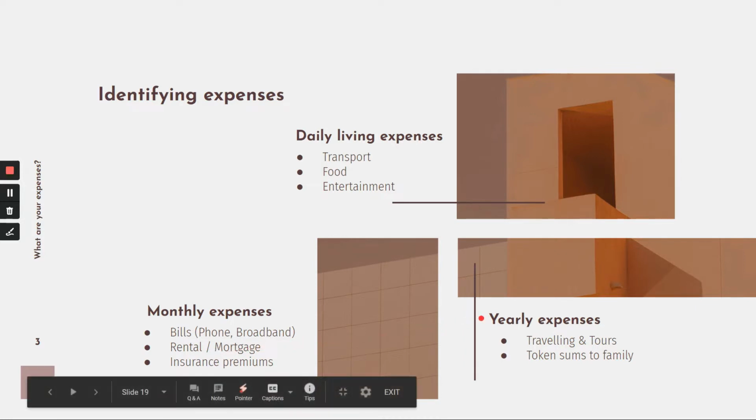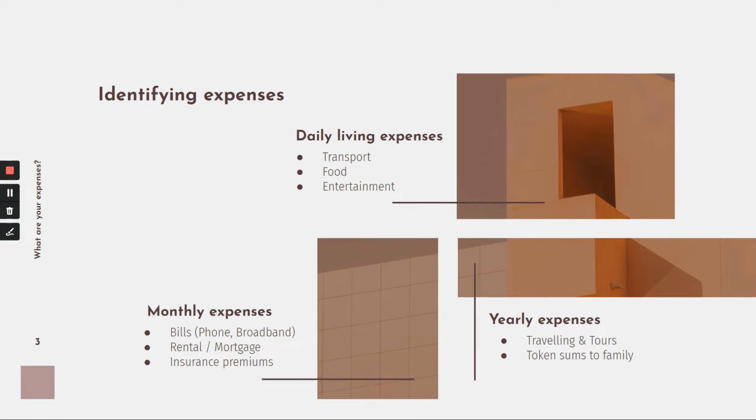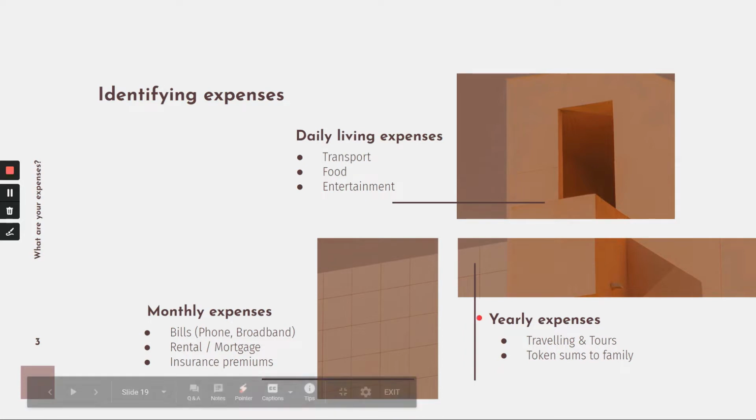For the yearly or annual expenses, it includes traveling or certain trips that you plan to go with your friends. It can also include certain token sums to family, or for some people, it may even include your medical bills.